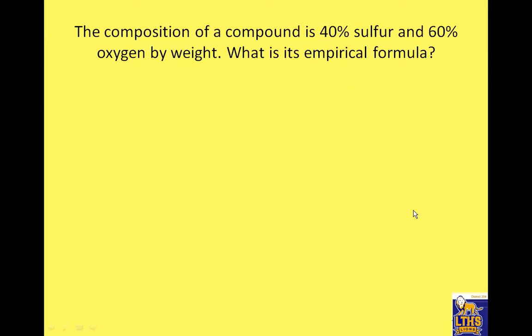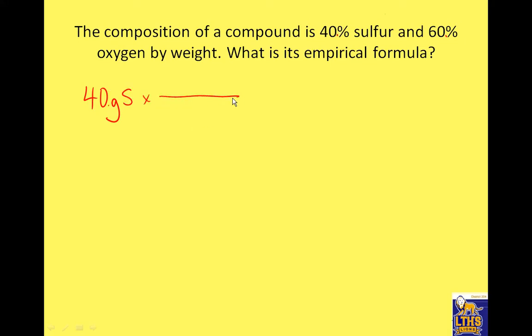I'm telling you the composition of a compound. Here's me telling you 40% sulfur, 60% oxygen by weight. Okay. We'll put a few decimals in there so that we can be a little more exact. What is the empirical formula of this compound? So what is the lowest ratio of sulfur to oxygen by weight? Well, these are percents, but you can use percents as grams. Because if you have 100 grams, 40% is 40 grams.